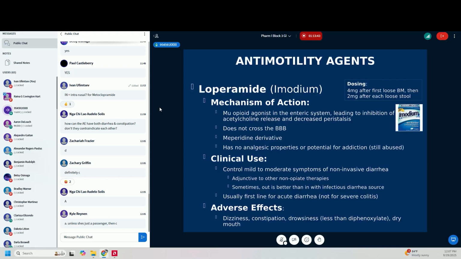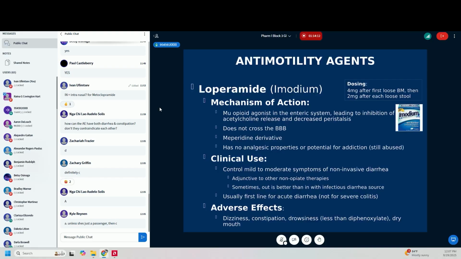Our anti-motility agent is going to be loperamide. People are allowed to buy Imodium over the counter. It is a mu opioid agonist, and it's decreasing the peristalsis, or the movement. Therefore, now I can absorb more of that water out of the GI tract for them to actually form their stool. I'm also seeing less acetylcholine release, and so ultimately I am slowing down how much they're going to the bathroom.